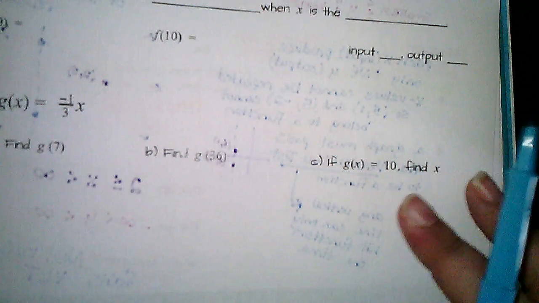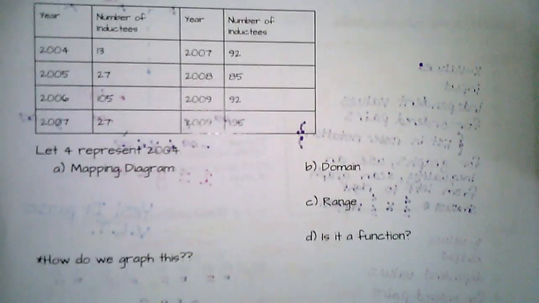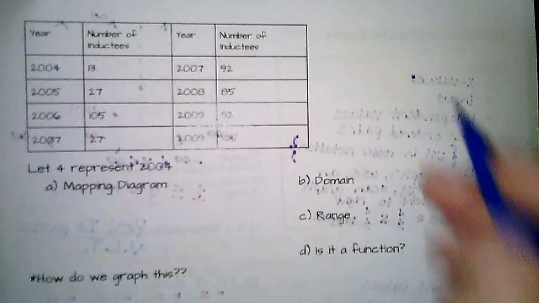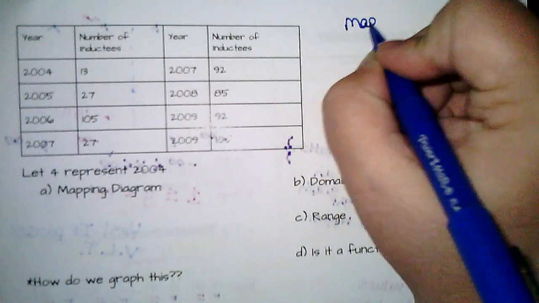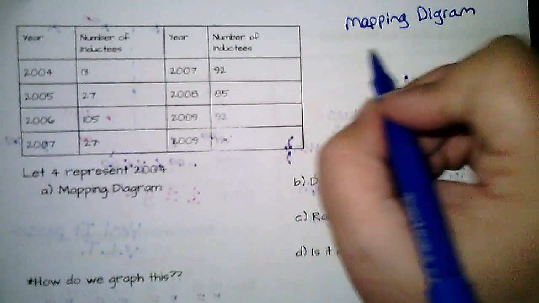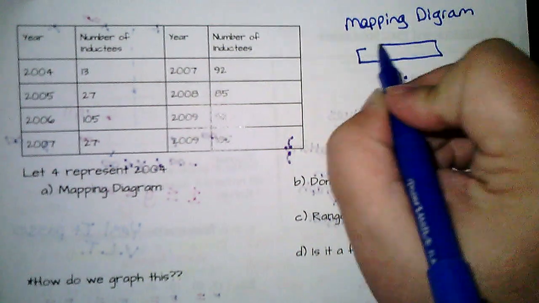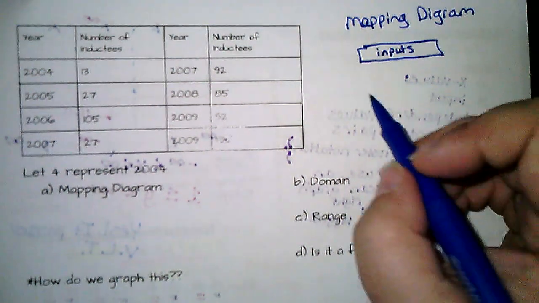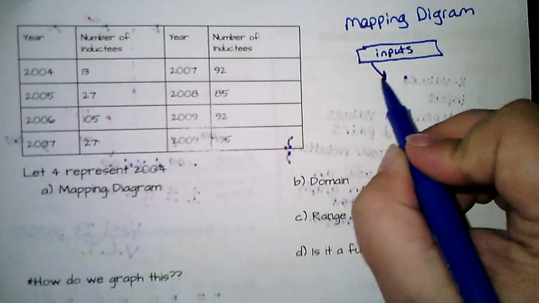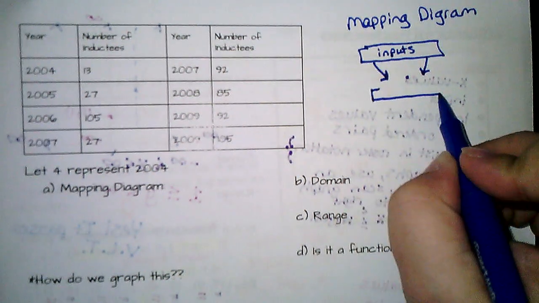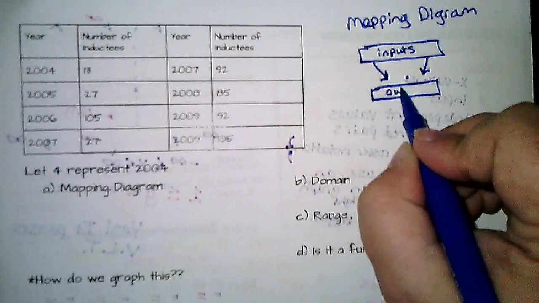All right, flip it over. Uh-oh, got a lot of writing bleeding through. Okay, flip it over. So on this next thing, we need to talk about mapping diagrams. So in a mapping diagram, write down mapping diagram. In a mapping diagram, you will have a box, and you will have the inputs or the domain, and then they will have arrows that point somewhere along another box that will have other numbers that are the outputs or the range.